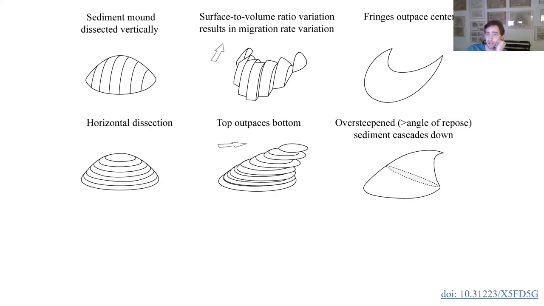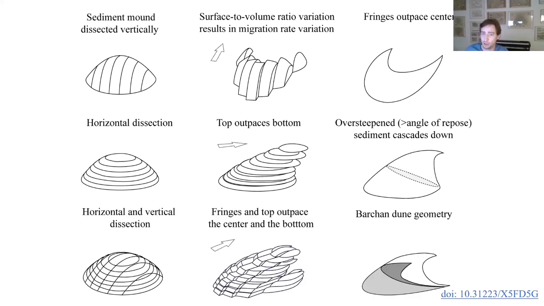Barkhan geometry. Now you can do the same thing for the vertical cross-section, and you'll find a U-shaped vertical geometry. And also you'll find that the top outpaces the bottom, so that we need to have this over-steepening and this cascading of material towards the front of the dune. So if we combine both directions, we approximate this well-known Barkhan shape very closely by simply invoking this surface to volume ratio idea.